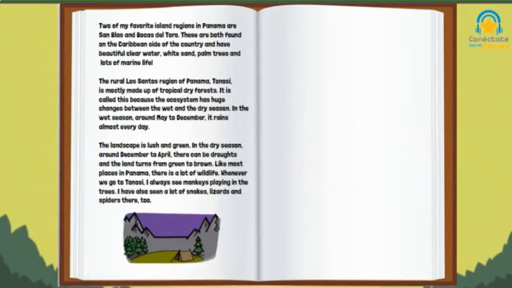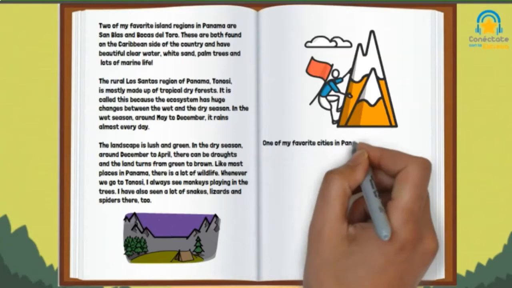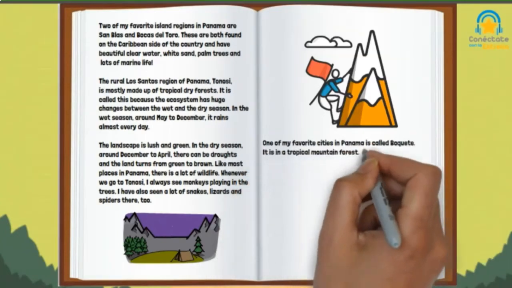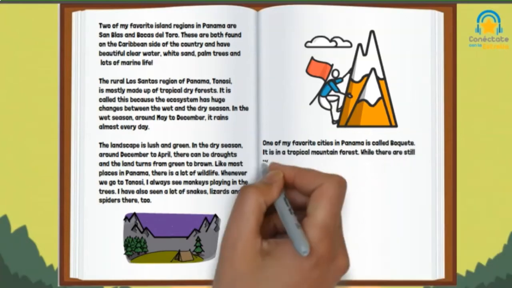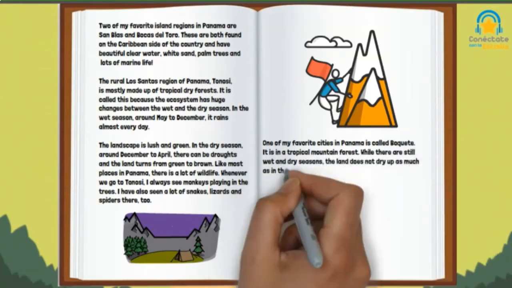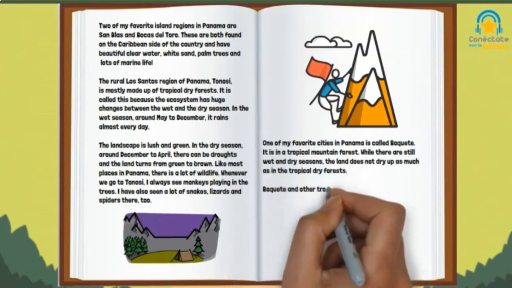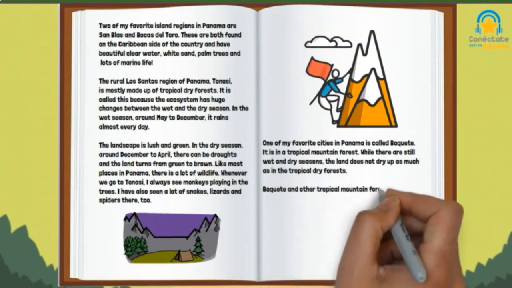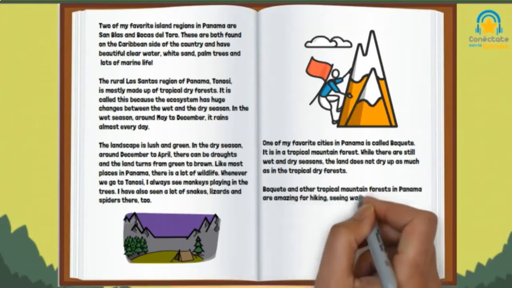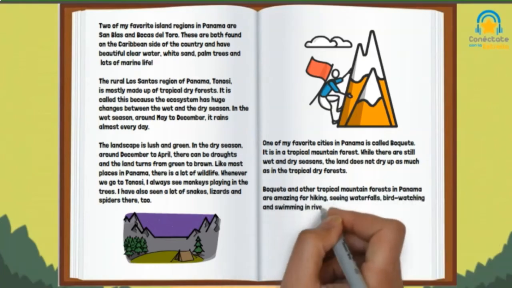One of my favorite cities in Panama is called Boquete. It is in a tropical mountain forest. While there are still wet and dry seasons, the land does not dry up as much as in the tropical dry forest. Boquete and other tropical mountain forests in Panama are amazing for hiking, seeing waterfalls, bird watching, and swimming in rivers. Volcán Barú, the highest point in Panama, is found in the region.